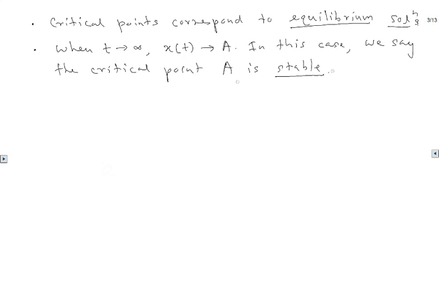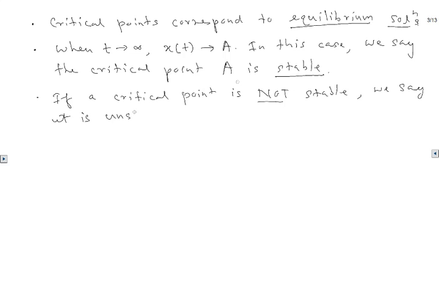And then if a critical point is not stable, we say it is unstable. And the unstable case we can divide into two cases later. Sometimes we even call it half stable. We can discuss that later.